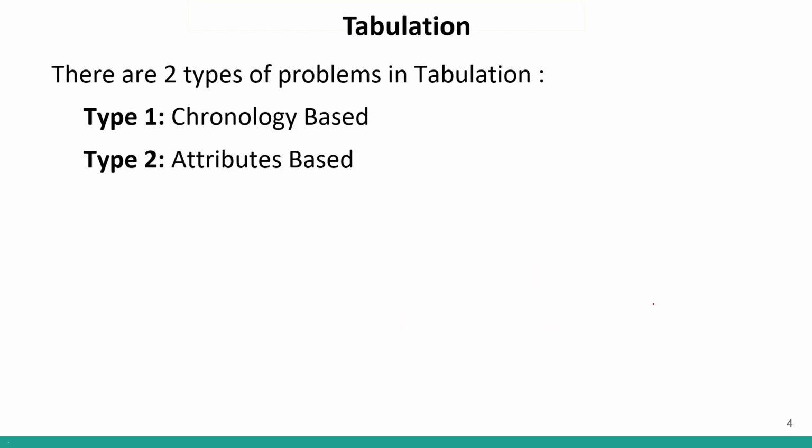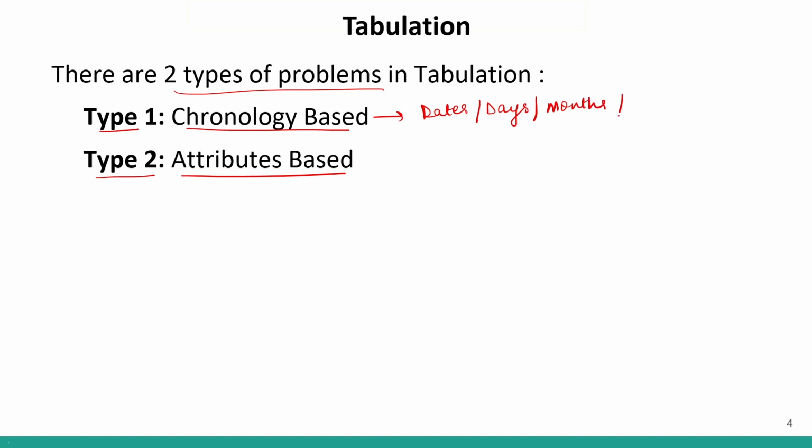So in tabulation, there are two types of problems. Type 1 is chronology based and type 2 is attributes based. So what do you mean by that? Chronology based means based on dates and days, your months and your years. When we solve these kinds of data, this is chronology. They are in chronological order.